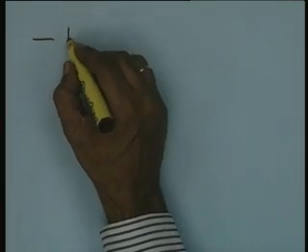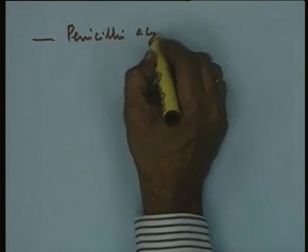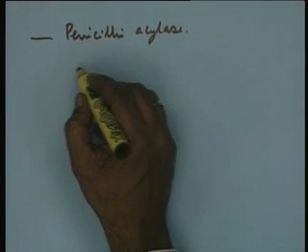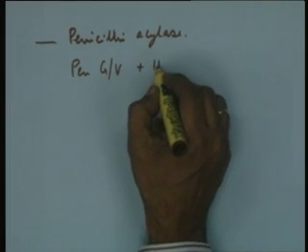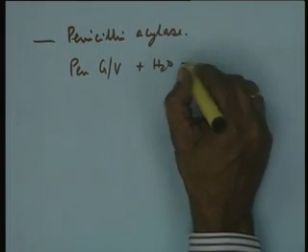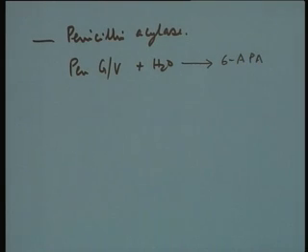A large number of other processes which are operational commercially all over the world include penicillin acylase, which acts on penicillin G or V plus H2O. Hydrolysis of pen G or V gives 6-APA, and 6-APA is an intermediate for a variety of semi-synthetic antibiotics, which are commonly used.